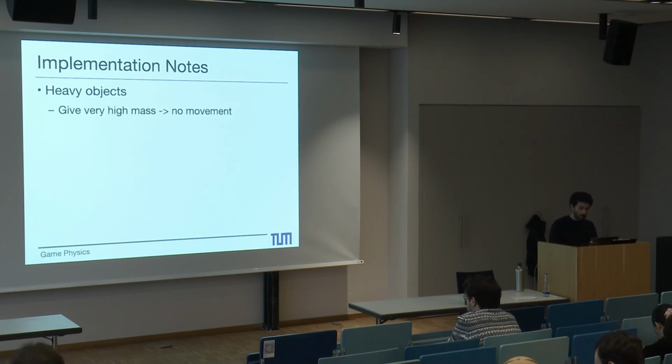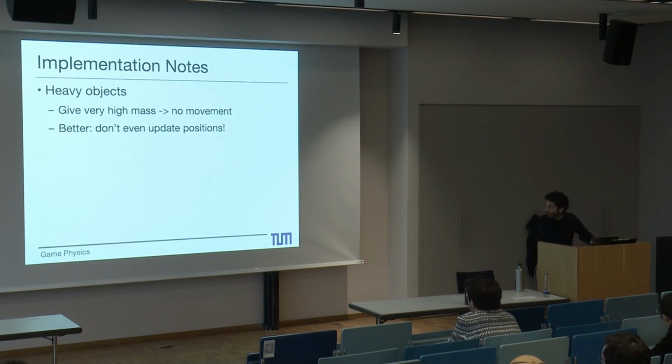If the mass is really high, typically what happens is that the movement is very limited, and this is something we also have experience in our daily life. And usually it's actually simpler not to even update their position. So for instance, if we have a wall and an object that is colliding with the wall, and we are assuming that the wall will hold the collision, then it's not useful to compute the deformation of the wall because it's gonna be there anyway.